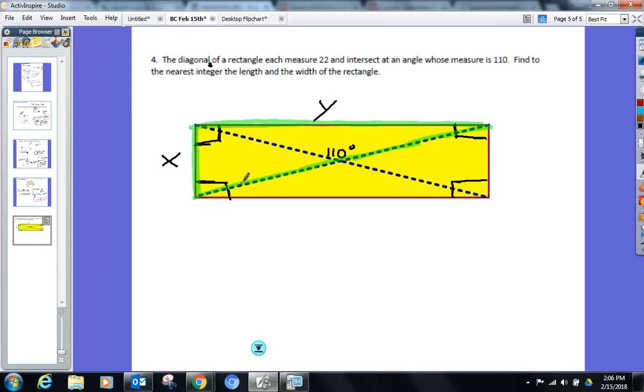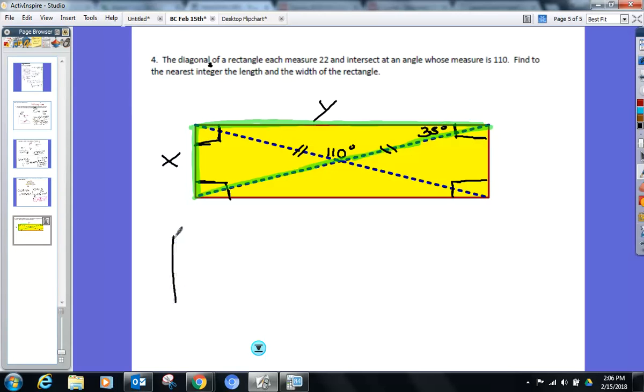Four isosceles triangles. And what's across from those congruent sides? Congruent angles. So anybody want to tell me, if I have 110 here, and those two are congruent, what this angle will be up here? 35 degrees. Got it.